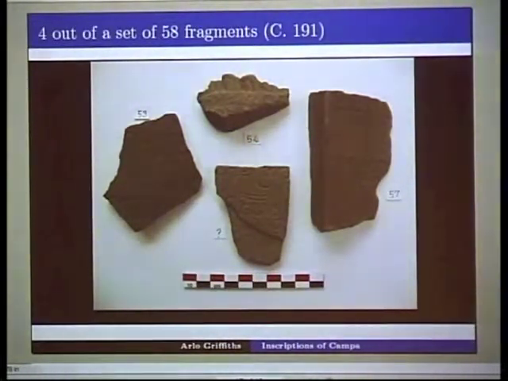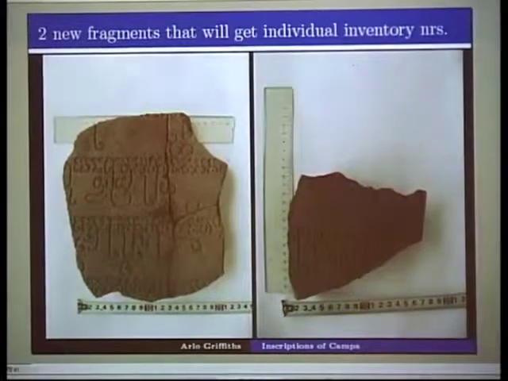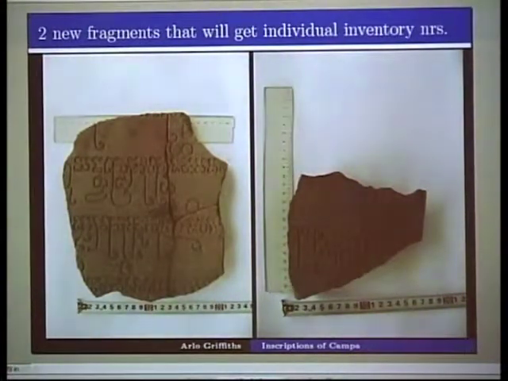He saw 58 fragments and gave them all one number. So that C191 actually covers 58 fragments, which probably come from a variety of different inscriptions, different original compositions. We in the field found these in a site museum, a provincial museum in Binh Dinh province. We found these two recently activated pieces, which have individual inventory entries.